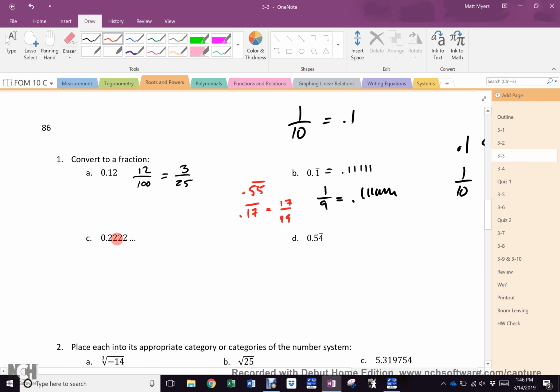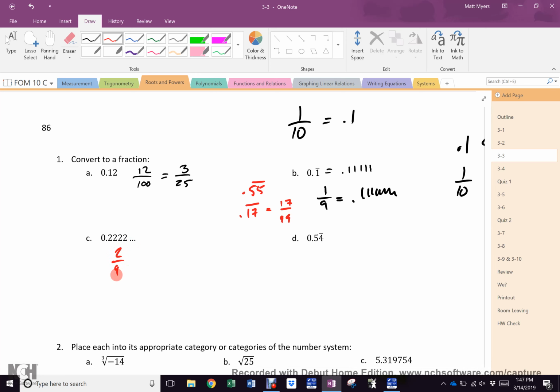What does the dots mean? It means that the decimal goes further, correct? Is this the same as that line? No. The dots mean the decimal carries on. Do we know that it's going to be 2s till the end of time? No. But what is the assumption we make here? That it is 2 till the end of time. So what would this be as a fraction? 22 over 99 or 2 over 9. Everybody cool?